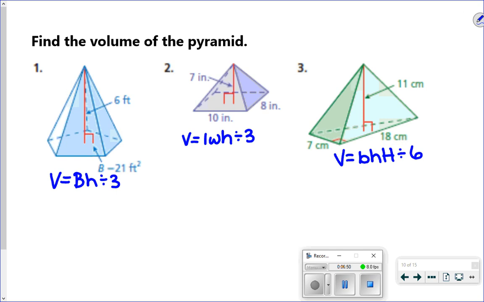So for the first one, we need to do base times height, so 21 times 6. And then it is a pyramid, so we need to divide that by 3. So when we do that, we get 42, and then that's going to be feet cubed.